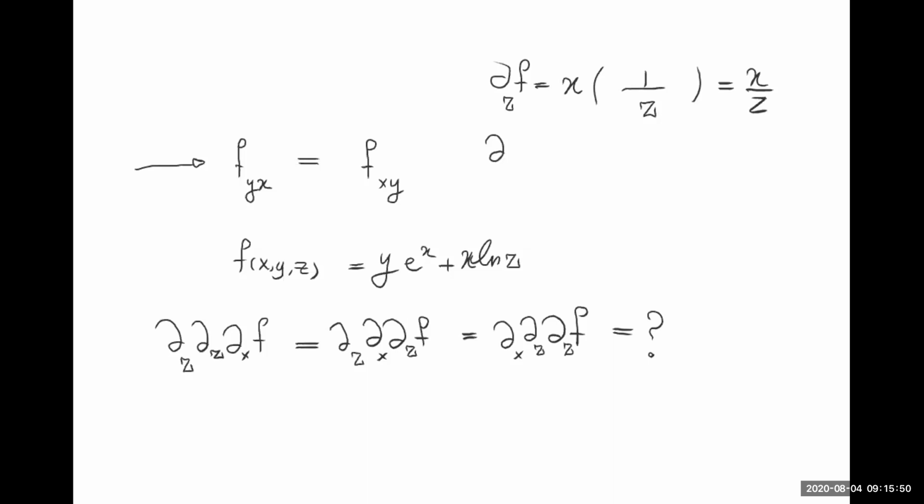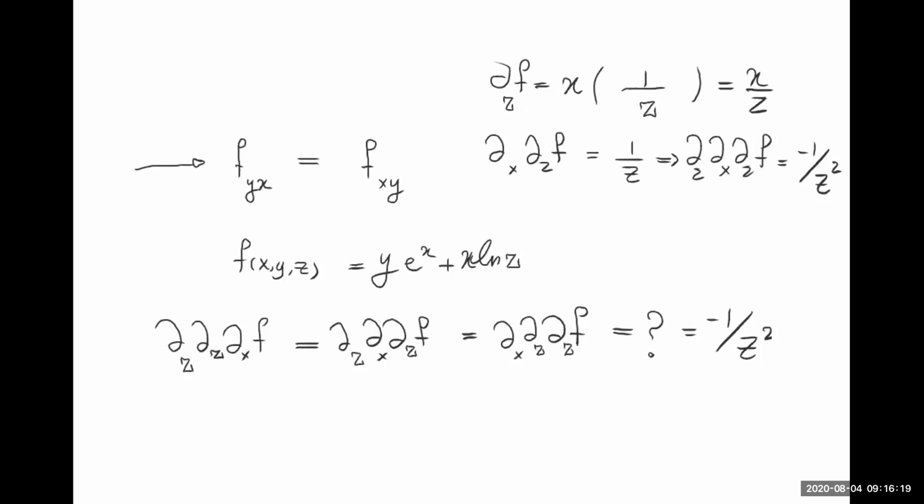If I take derivative with respect to x second, so if I take derivative with respect to x of this thing, it would be just 1 over z, because it's the constant I'm multiplying x with. And finally, if I take derivative with respect to z again, it would be minus 1 over z squared. And the order doesn't matter in the sense that if we would have tried, for example, this thing, we would have gotten the same answer. It really doesn't matter which order we are taking these derivatives.